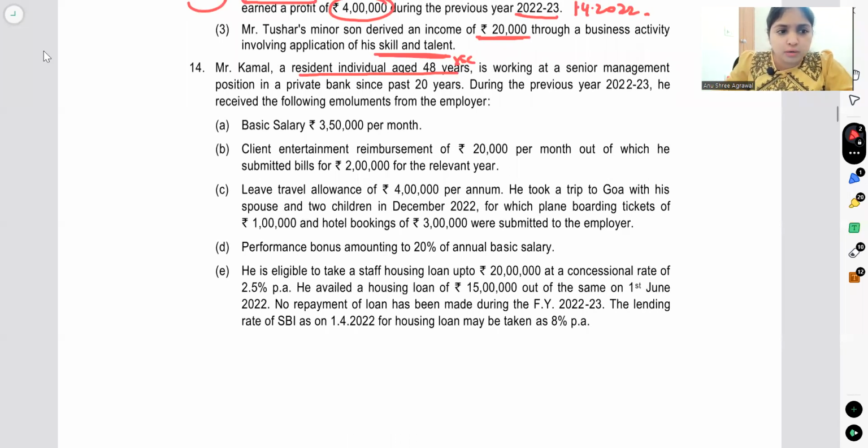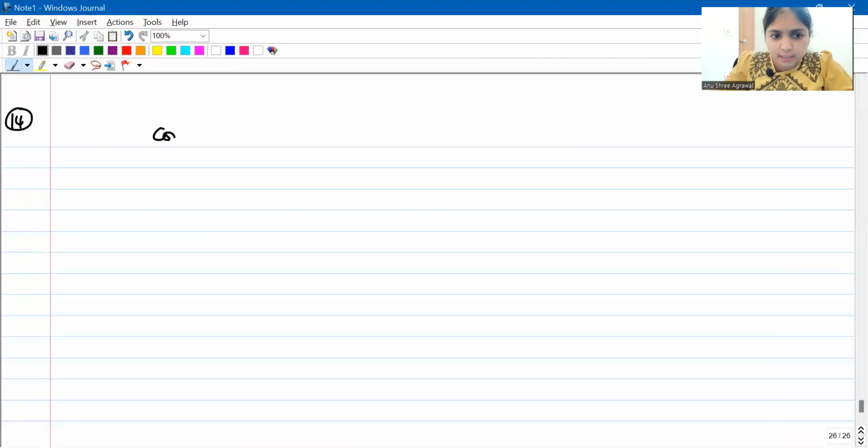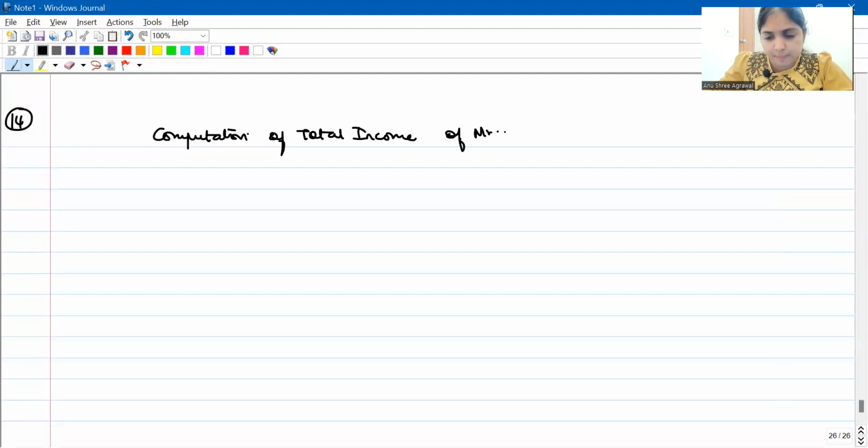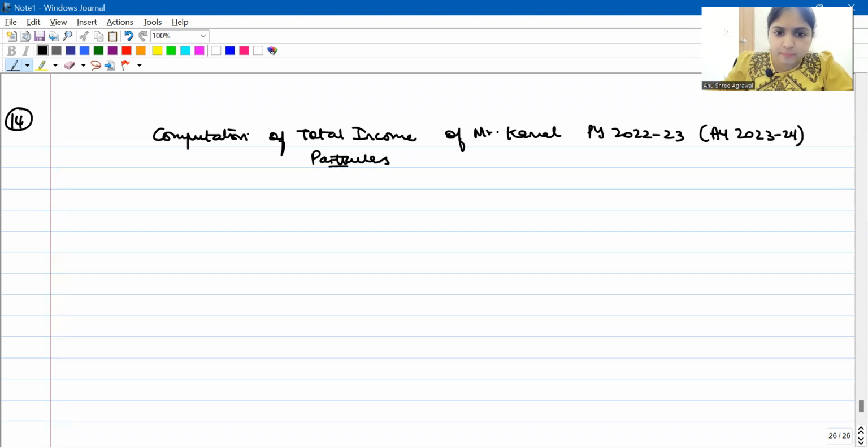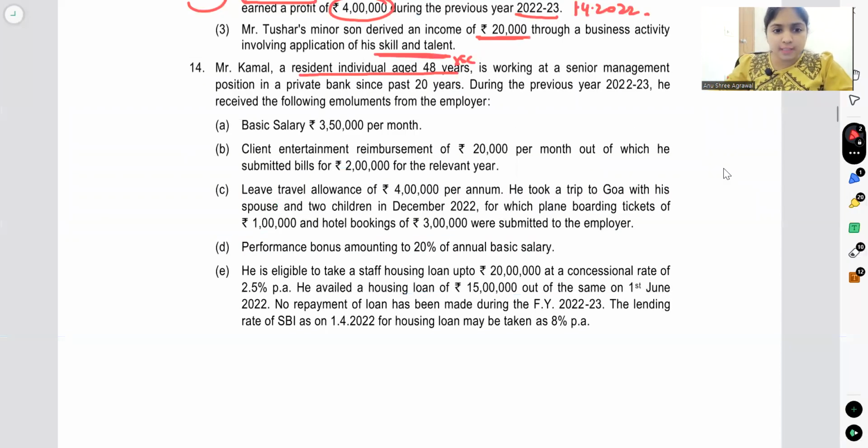All right. So answer to question number 14, give the heading computation of total income. Computation of total income of Mr. Kamal. We are calculating for previous year 22-23, in brackets assessment year 23-24. Make a 3-columnar table, a broad particulars column, then 1 column for working note, and finally a column for amount. Okay, this is the method in which I'm going to be solving the question for you.